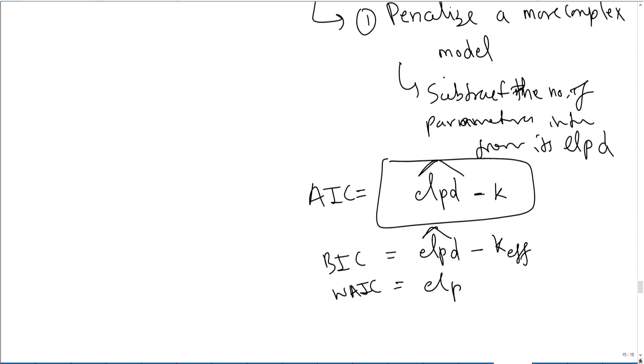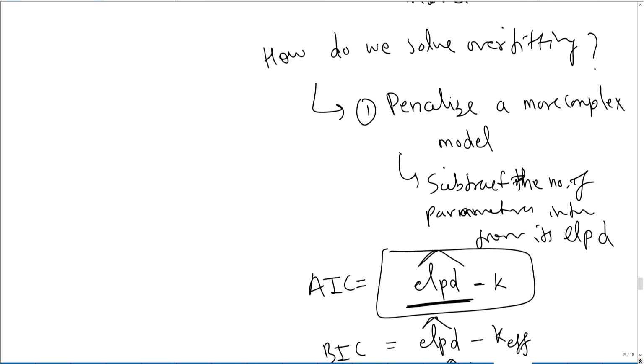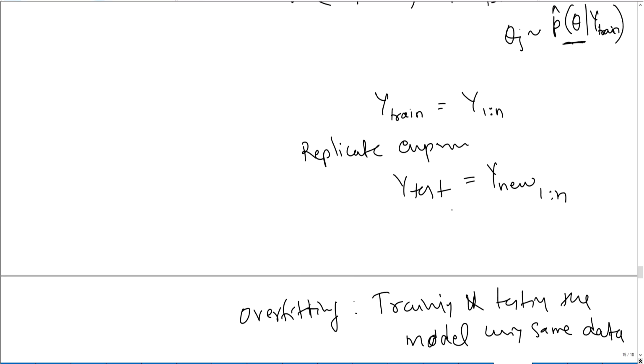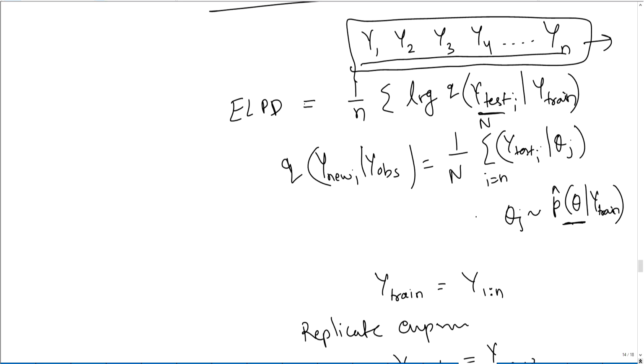Similarly, WAIC again subtracts the number of effective parameters, but with a different measure of the number of effective parameters. Another crucial thing about these criteria is that they do not really use a posterior distribution. They do not use posterior predictions. For example, AIC does not use posterior predictions. It actually computes this ELPD component using just a maximum likelihood estimate of theta.